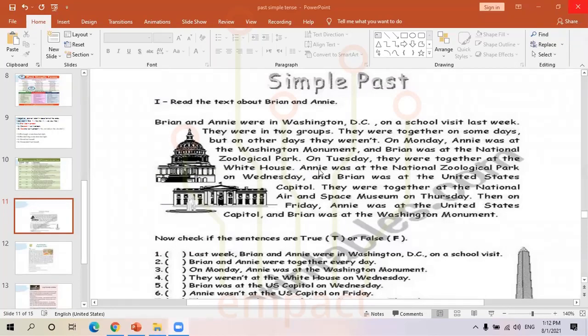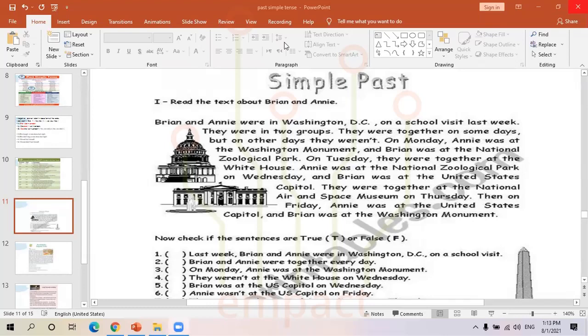Annie was at the National Zoological Park on Wednesday, and Brian was at the United States Capitol. They were together at the National Air and Space Museum on Thursday. Then on Friday, Annie was at the United States Capitol, and Brian was at the Washington Monument. Thank you so much. Well done, Akram.